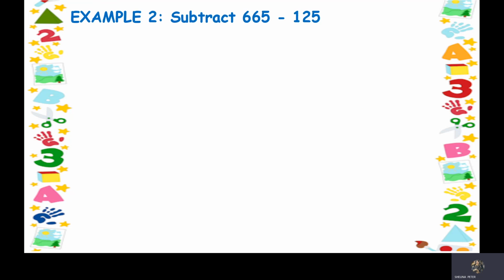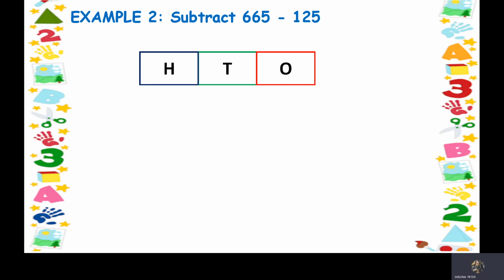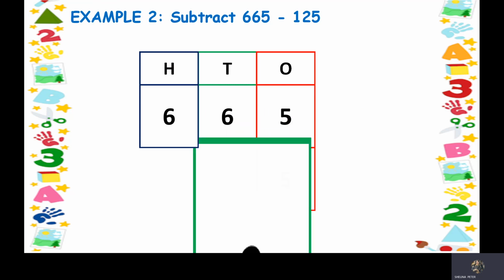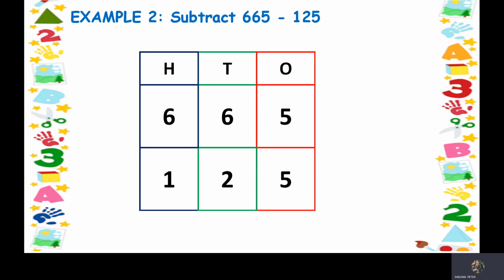Let's take example number 2. Here you have to subtract 665 minus 125. Start writing the place value, ones, tens and hundreds. Then write the numbers in the boxes, 5, 6, and again 6. Then write the next number, 5, 2, and 1. Put the minus sign.